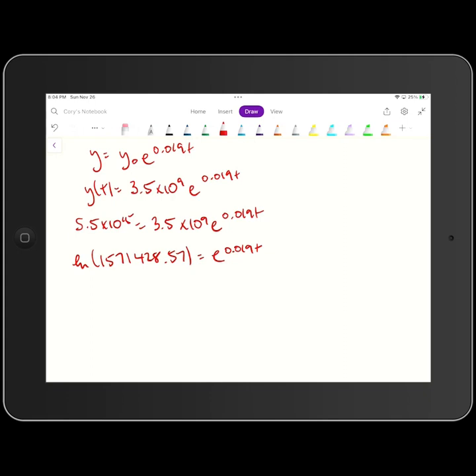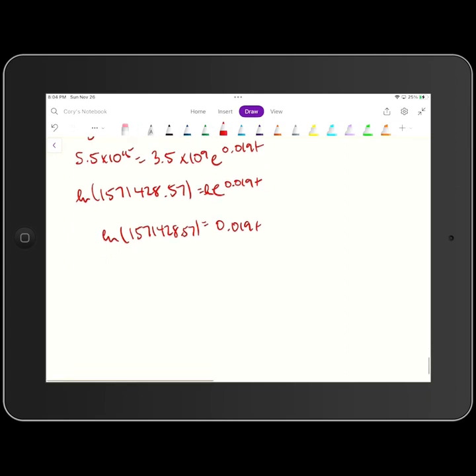Sorry, and then I'm going to take the natural log of both sides. So when I take the natural log of the right-hand side, that just gives me 0.019t equal to the natural log of 1,571,428.57. And then to isolate t, I'm going to divide both sides by 0.019. And when I do so, that gives me t approximately to be 750.921 years.